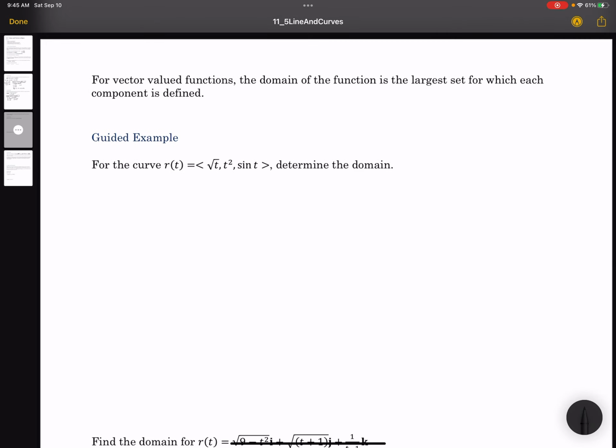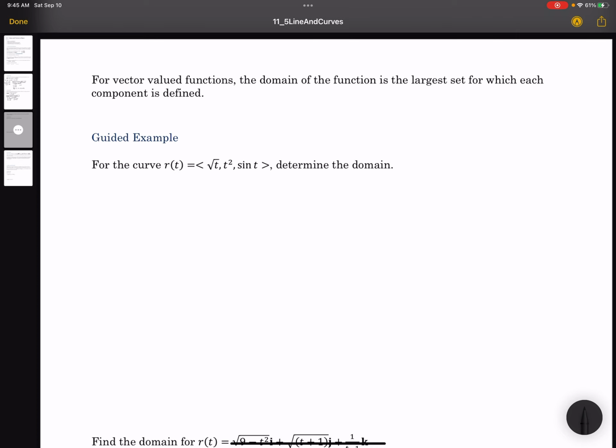So next, we have the domains of vector valued functions. And this is going to be what you think it is. It's the values of t that we can get a point for. When we have three components, we have to consider the domain of the individual components. And where they all overlap is going to be the domain.